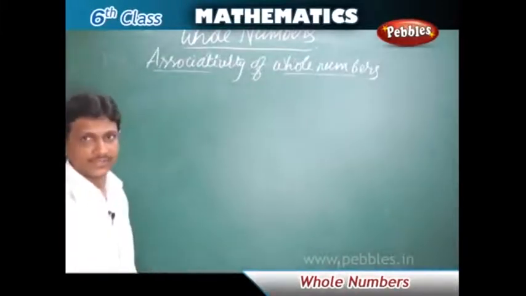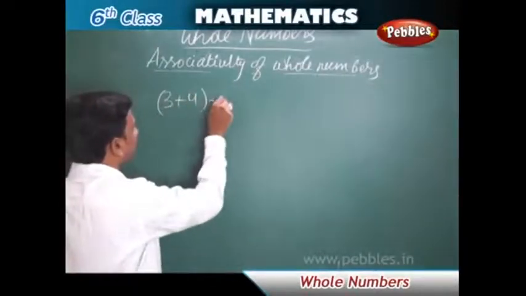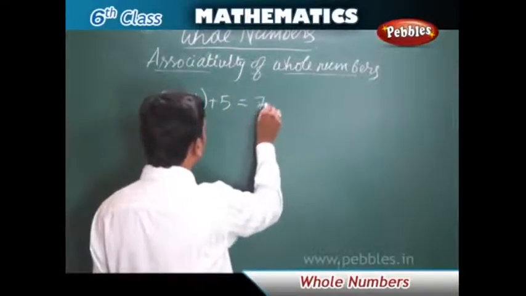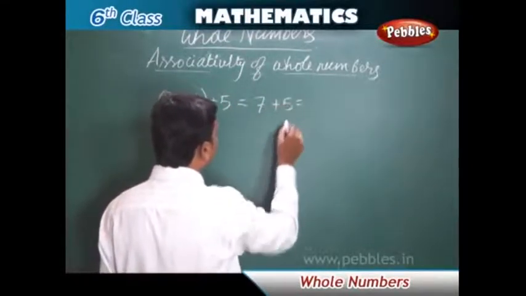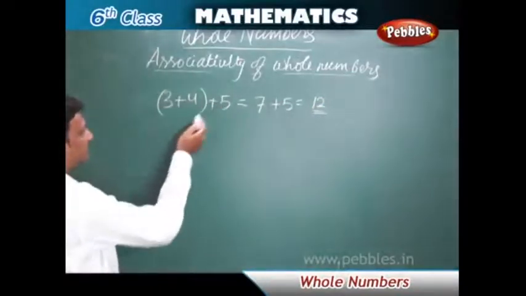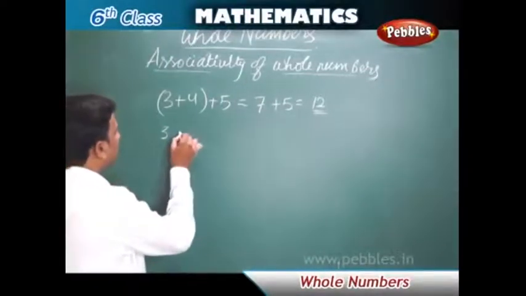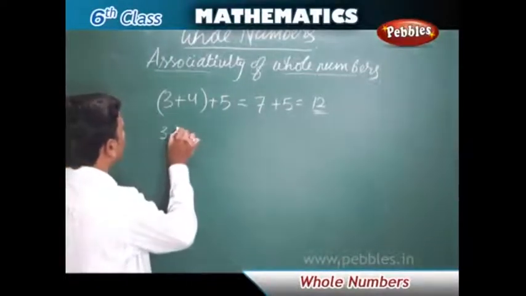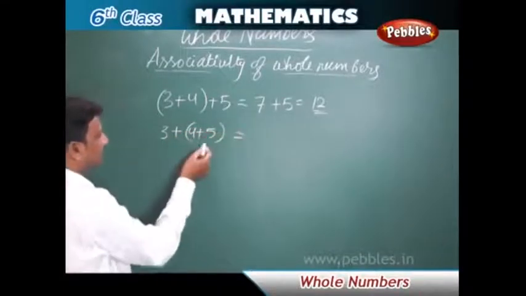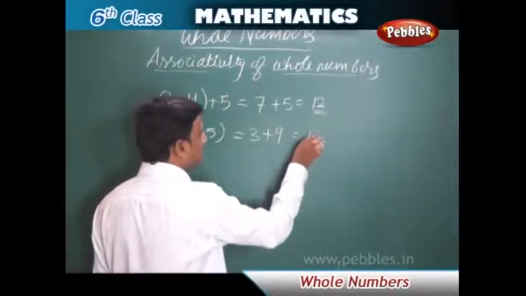Associativity of whole numbers. Now let us see 3 plus 4 plus 5 is equal to 3 plus 4, 7, plus 5 is equal to 12. Now the same thing by changing the arrangement. 3 plus 4 plus 5. We have written like this. So now 3 plus 9 is equal to 12.